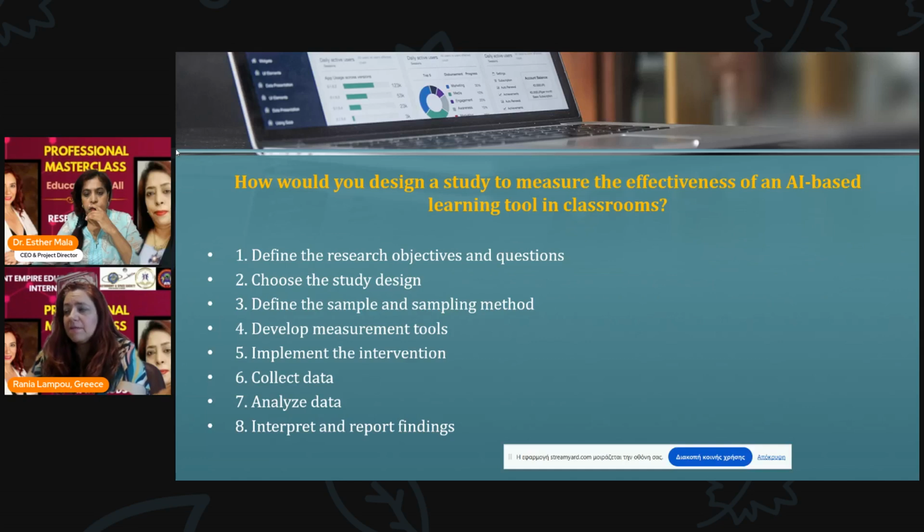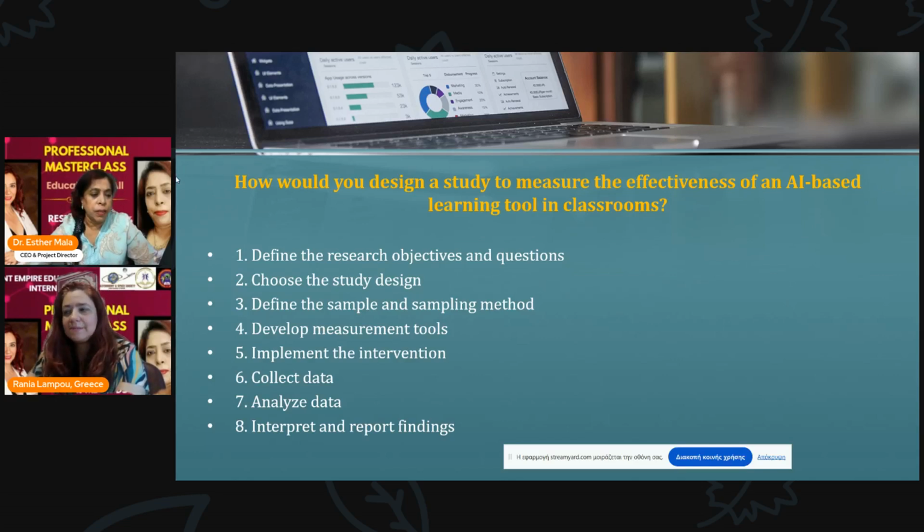Here the experimental design is recommended. So, a randomized control trial: you can randomly assign classrooms of students to two groups. We have an intervention group, which uses the AI learning tool, and we have the control group, which uses traditional learning methods or an alternative tool. This design helps establish causality by controlling for confounding variables.